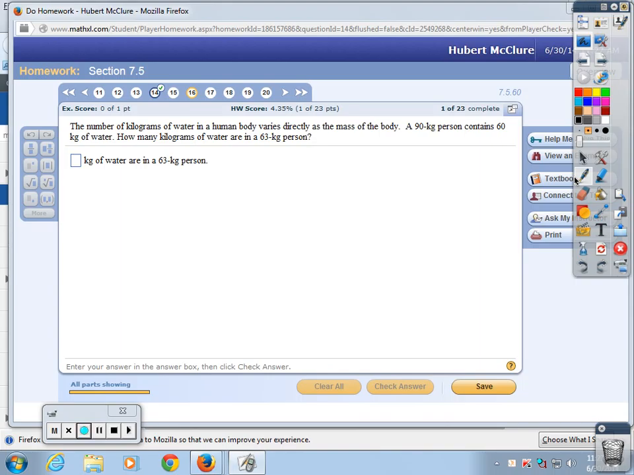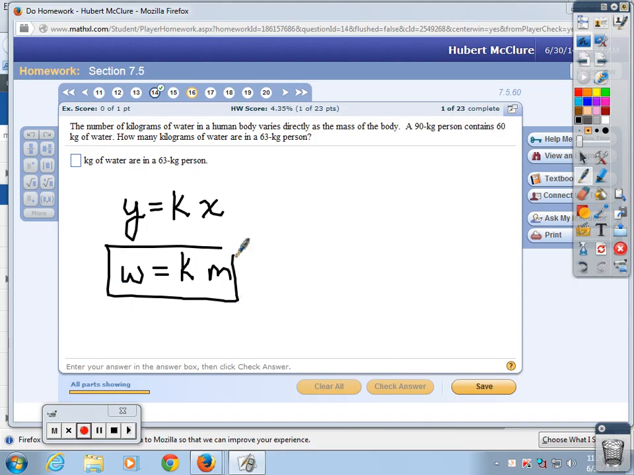The number of kilograms of water, blah, blah, blah. So that'd be Y is equal to K times X. So water, or kilograms, I don't care what you use, W is equal to K times M. There's our equation. So now I'm going to take that equation and do part one. W is equal to K times M, and that takes care of this part.